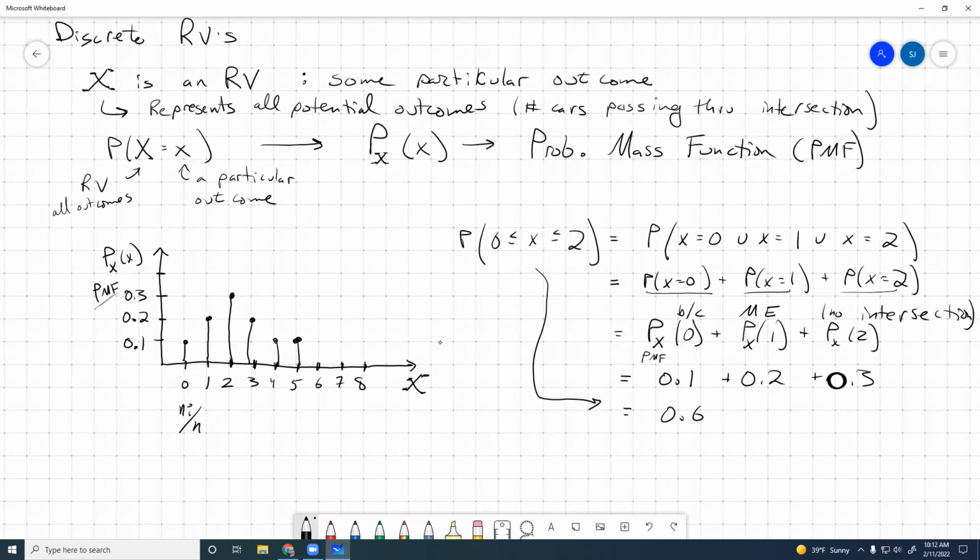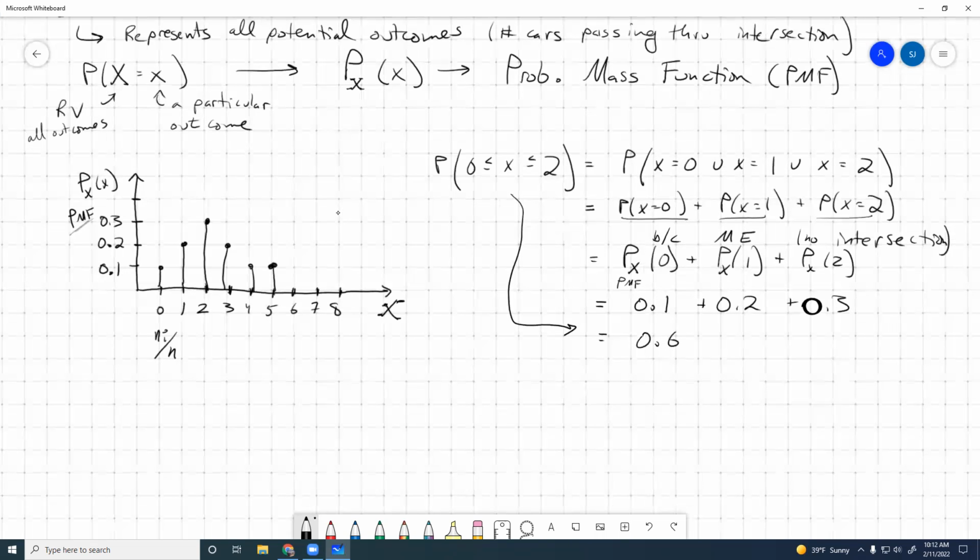Okay, so that's a probability mass function. It's based on discrete data. We draw these little lines based on data, or there could be some theoretical values for those. And that's how we use it. We just plug our X values in, we find our Y values, and we can add things up. And that gives us the total probability.